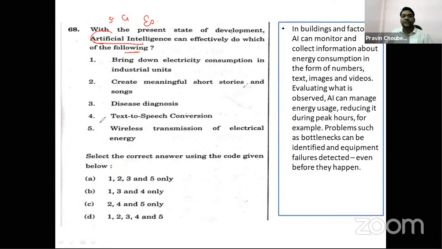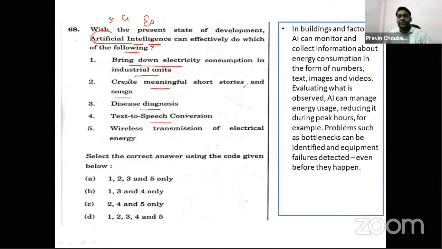So artificial intelligence is something where a machine can think like a human being, how a machine can perform a task that is performed by a human being. That is called artificial intelligence. So let's see all these statements. It brings down the electricity consumption in industrial units. It creates meaningful short stories and songs. It helps in disease diagnosis. Text to speech conversion and wireless transmission of electrical energy.